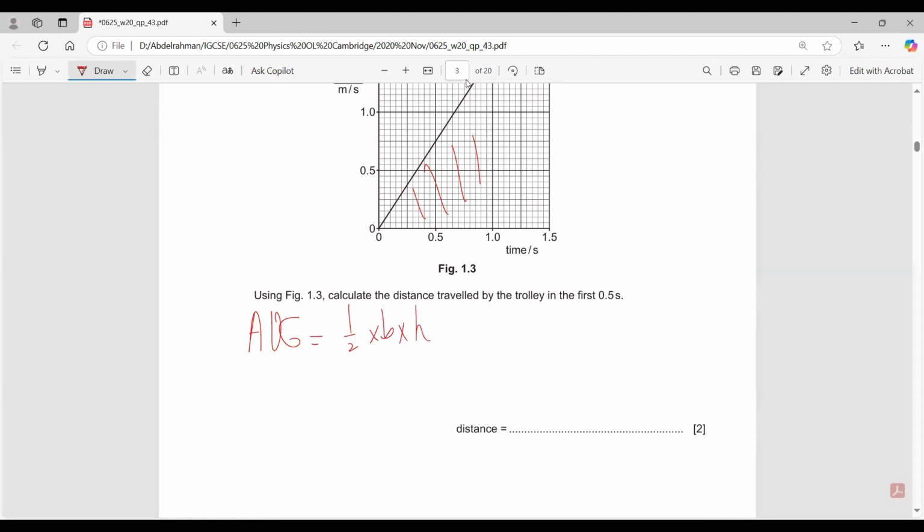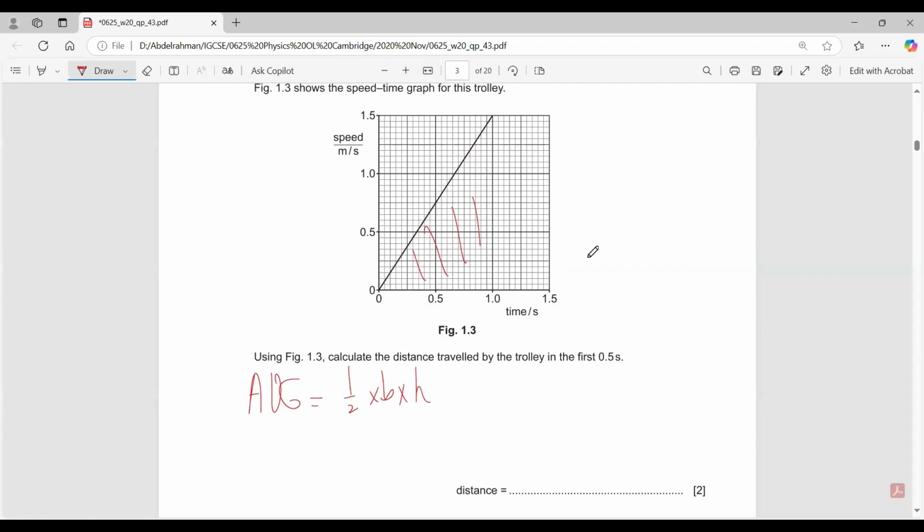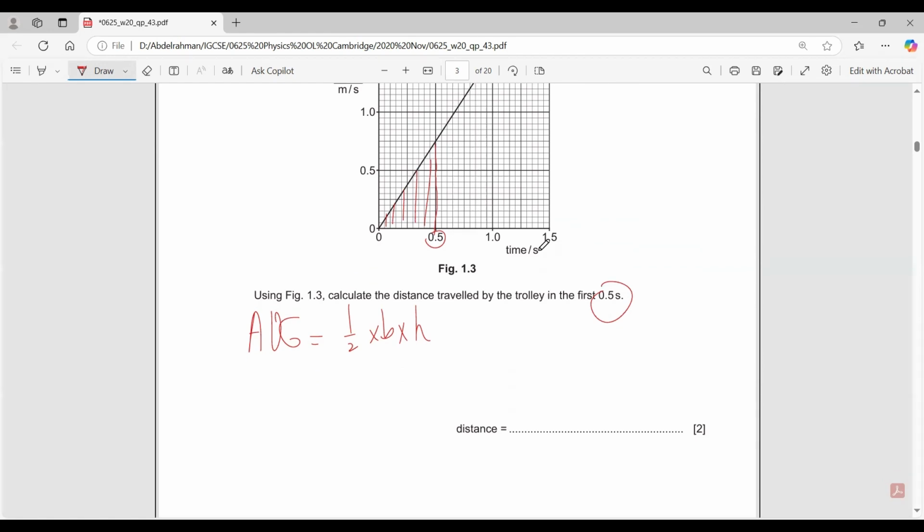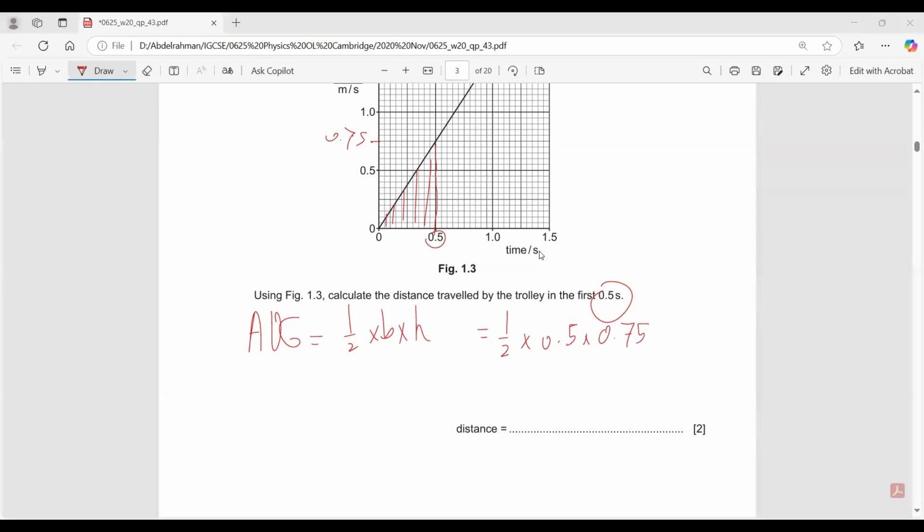Do you need the total distance traveled? No. Actually, you want only the first 0.5 seconds. So you don't want all of the area, you only want up to 0.5 seconds. You need only this small triangle. So half times the base, which is 0.5, times the height, which is 0.75. This is a very small distance, which is around 0.19 meters. Again, do not forget the units, please.